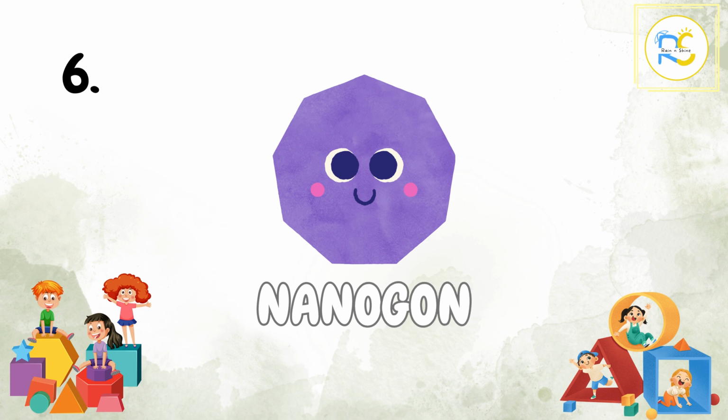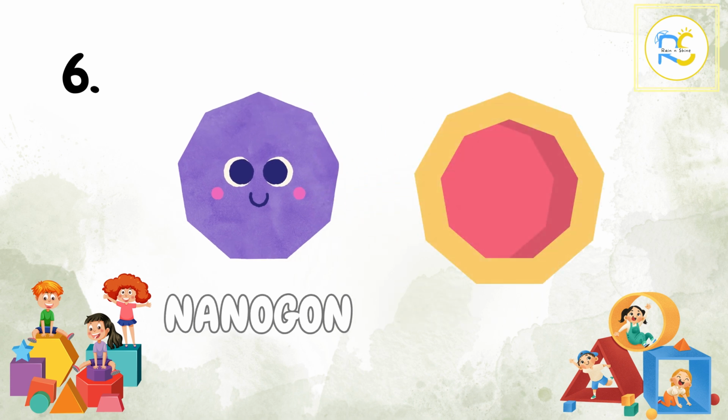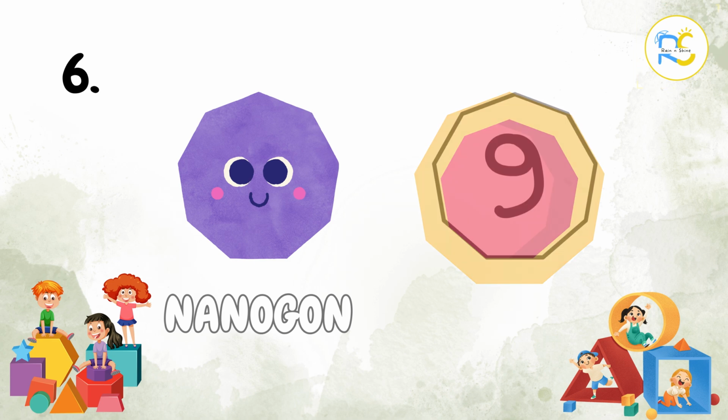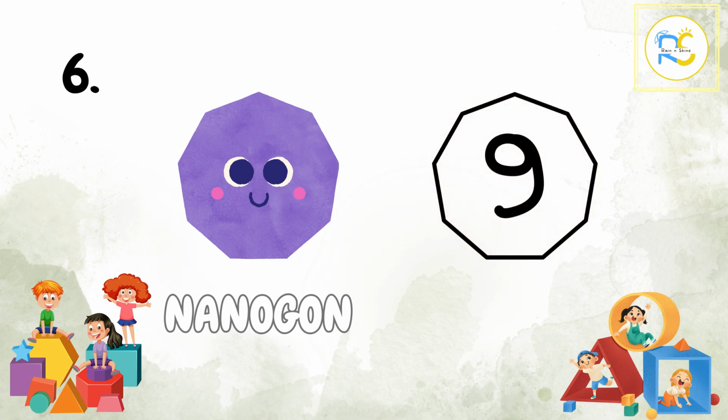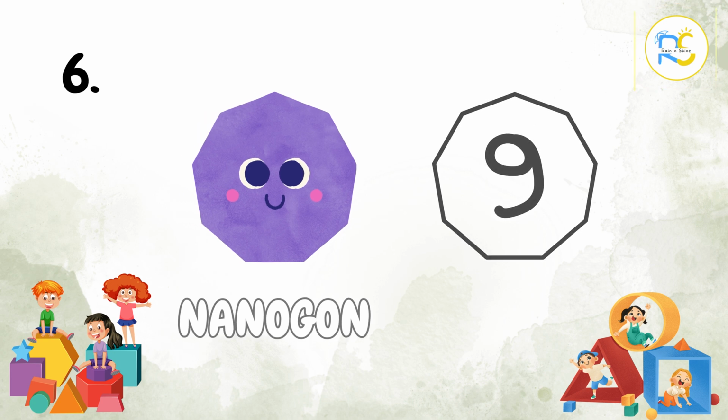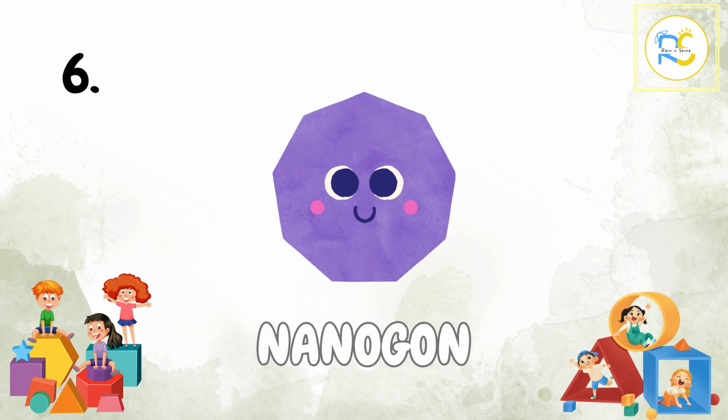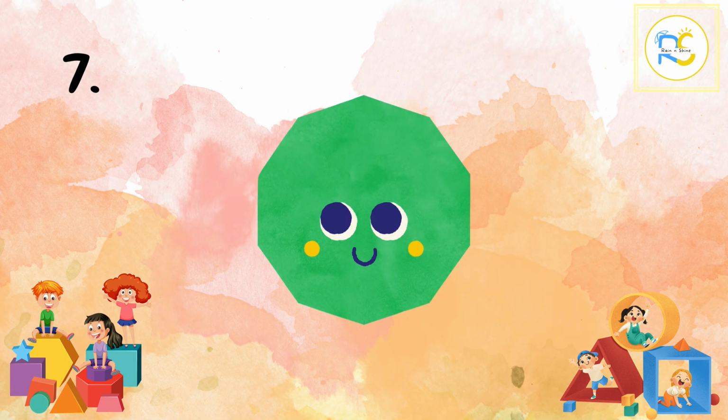Here's a shape with 9 sides, called a nonagon. You might see this shape in decorative designs or special patterns on tiles. Remember, if it has 9 sides, it's a nonagon. Say it with me, nonagon. Now, let's spell it, N-A-N-O-G-O-N.